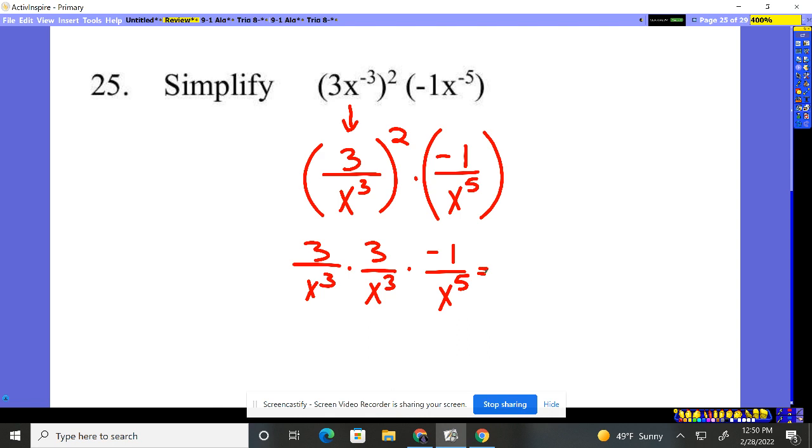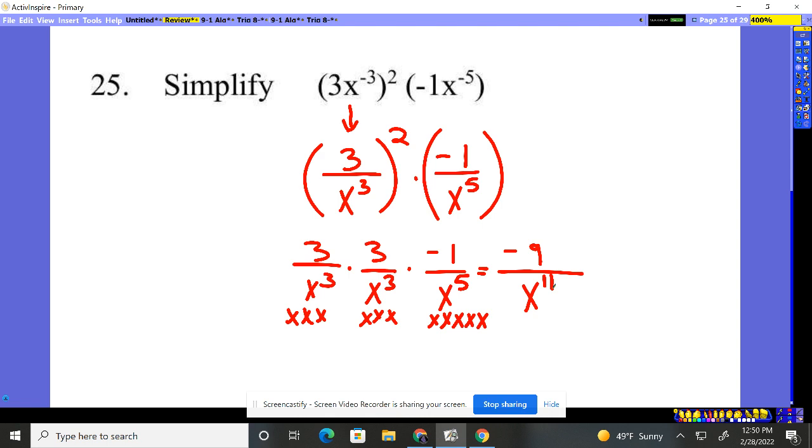Now you could write this out. If we wanted to write the x's out, let's do the top first. 3 times negative 1 is negative 9. That's what we're left with on top. What about the bottom? Well, you have x times x times x. How many x's you see down there? I see 3 plus 3 more, 6 plus 5 more, 11. So the answer is negative 9 over x to the 11th.